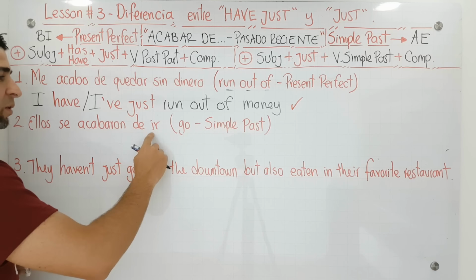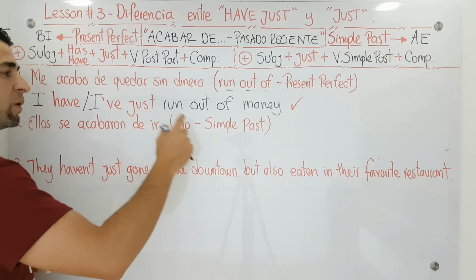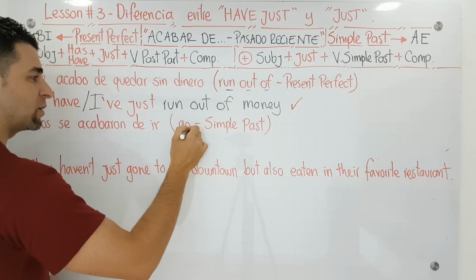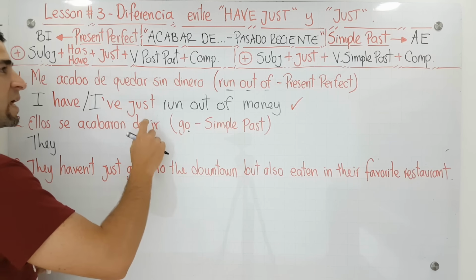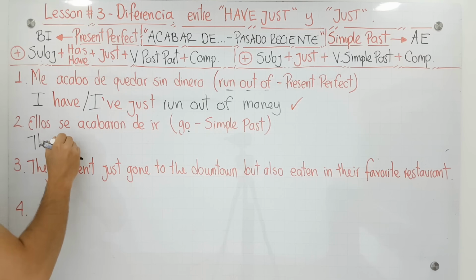Ellos se acabaron de ir. Mira, es una oración corta. And we're gonna do it in a simple past, taking into account this verb, go. ¿Sí? ¿Cómo sería entonces? The subject. So, the subject is they. Ellos son los que inician la acción. Se acabaron de ir. Entonces, continuamos con just.